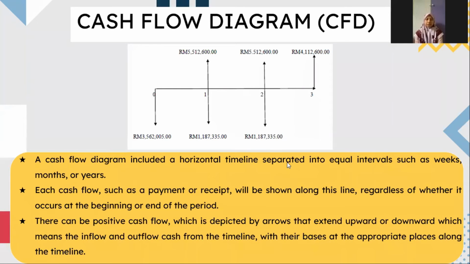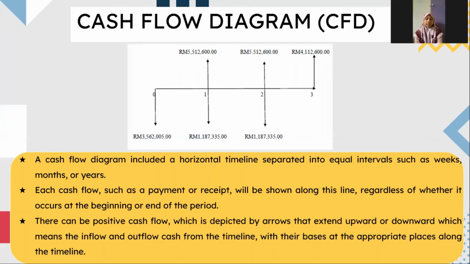Next is the cash flow diagram, CFD. The cash flow diagram is a diagram showing the flow of cash in and out of the project. A cash flow diagram includes a horizontal timeline separated into equal intervals such as weeks, months, and years. Each cash flow such as payment or receipt will be shown along this line, regardless of whether it occurs at the beginning or end of the period.